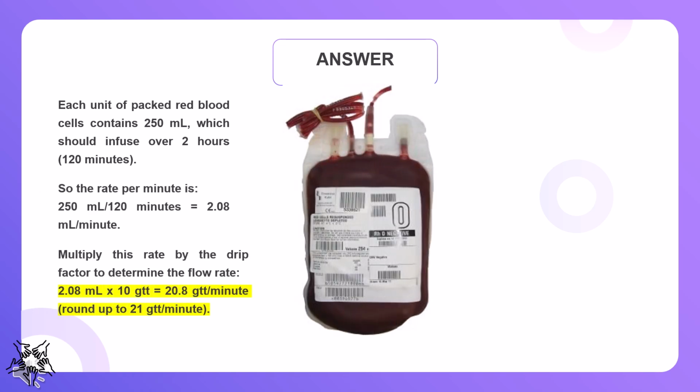Each unit of packed red blood cells contains 250 milliliters, which should infuse over 2 hours, 120 minutes. So the rate per minute is 250 milliliters per 120 minutes equals 2.08 milliliters per minute. Multiply this rate by the drip factor to determine the flow rate. 2.08 milliliters times 10 drops per milliliter equals 20.8 drops per minute. Round up to 21 drops per minute.